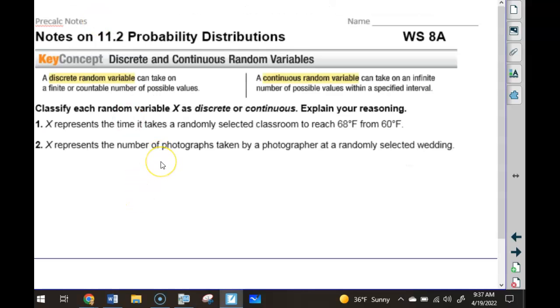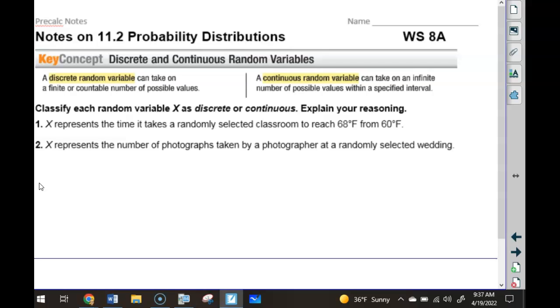The ones you have at the top of your page, I believe: time it takes for the classroom to move from 68 degrees to 60 degrees. Time, discrete or continuous? Can we break that down into smaller units? We could say 6 hours it took, or we could say 5 hours and 50 minutes, or we could say 5 hours, 43 minutes and 50 seconds. So that is continuous. The first one was continuous. I didn't write it on there yet. Sorry, I should write it down.